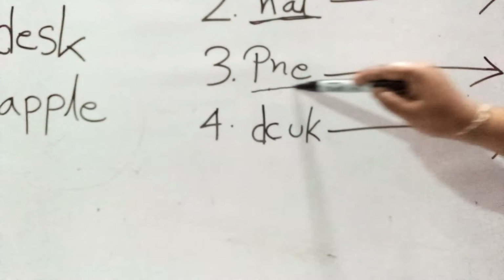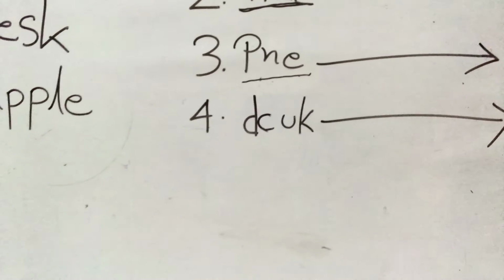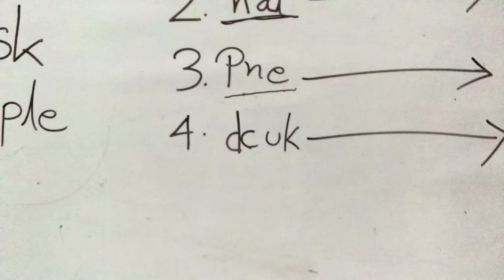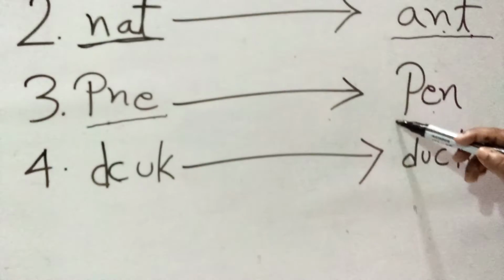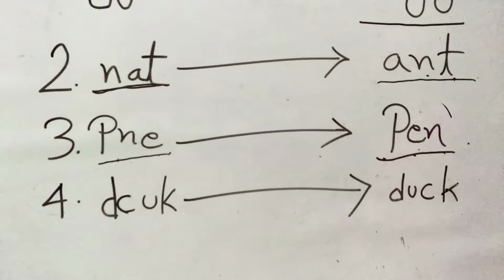P-N-E. Does it make any sense? No. P-N-E, that is actually nothing. There's no meaning of this. But if we write the E in the middle, that is P-E-N, that means it's a word, and the meaning of this word is pen.